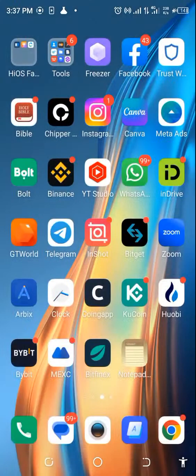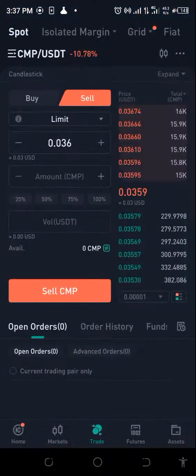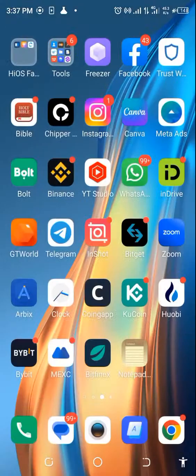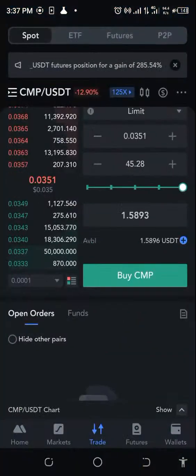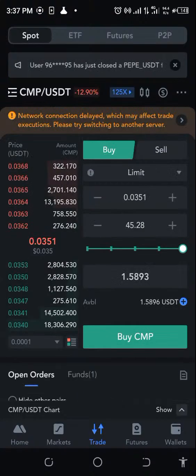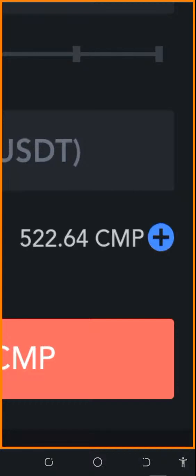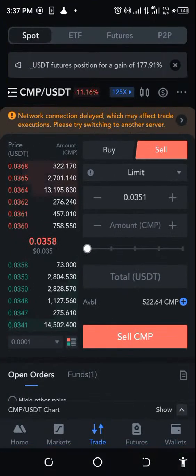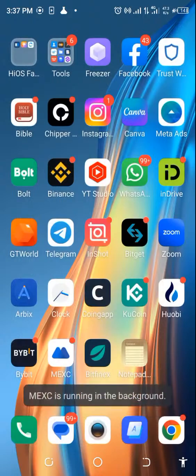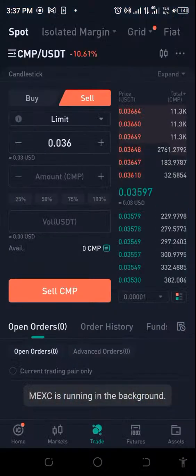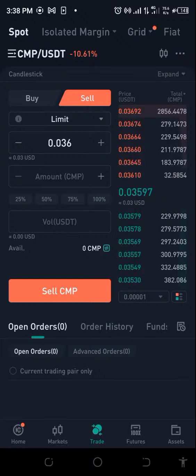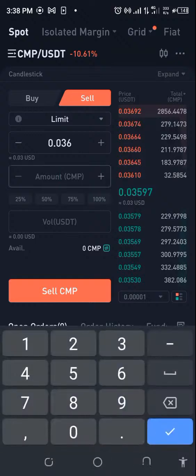Let's make sure that we keep on going. What we have here is the amount we currently have, which is 522.64 CMP. All right. So that means that if I send that 522.64, am I right? Well, we should be able to get 18.81.